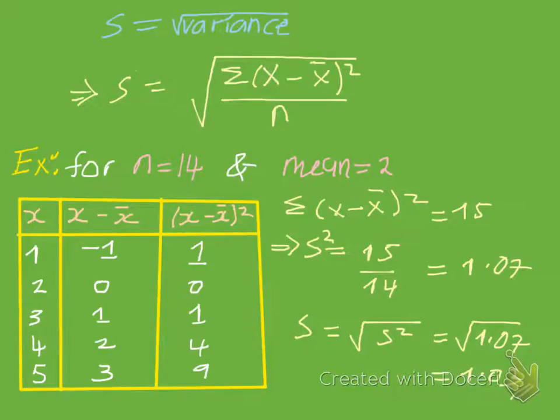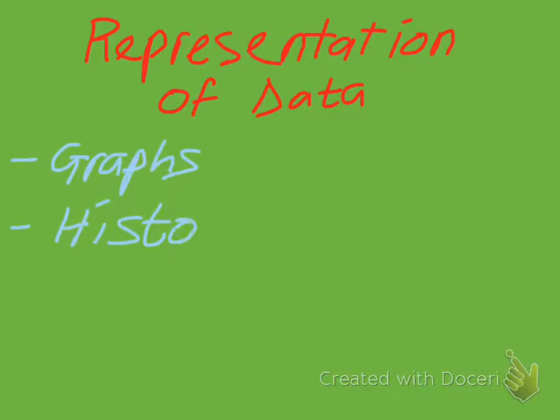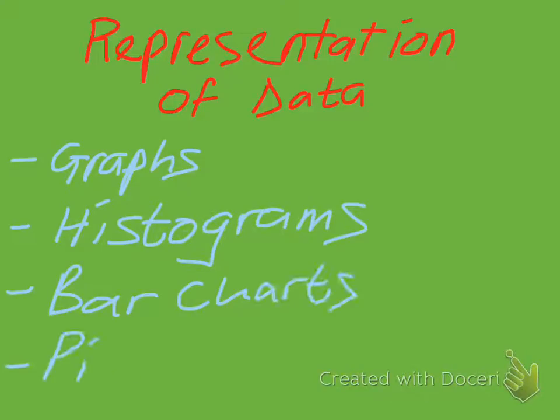Okay, let's move now on to representation of data. Data can be represented with graphs, histograms, bar charts, and pie charts. You get statistical data, analyze and interpret it, and represent it in such a way that people understand, whether on graphs, histograms, bar charts, or pie charts. We'll get to explain this. Okay, let's begin with graphs.